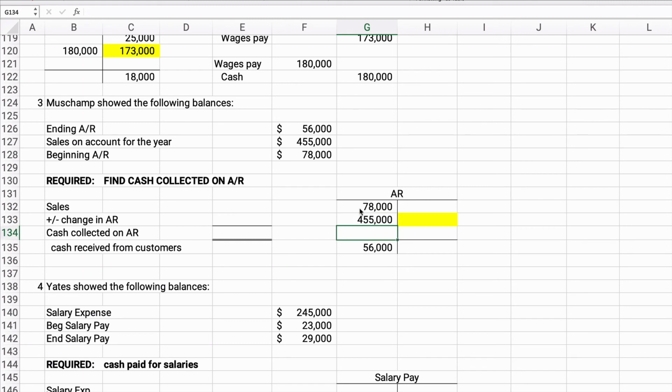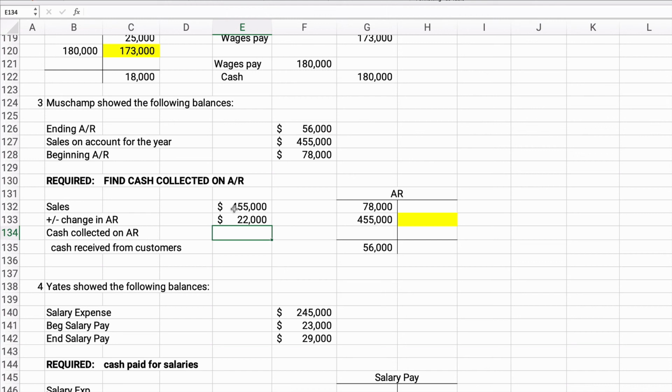All right, so everything's on one side, the debit side here. Our sales are $455. Our change in accounts receivable is the difference between the 78 and the 56, which is $22,000. So we have to think, now is the $22,000 going to be a positive or a negative? Did having our accounts receivable go from 78 down to 56, did that mean we collect more cash or less cash? Well, we collected more cash because they paid it off and reduced the accounts receivable balance.